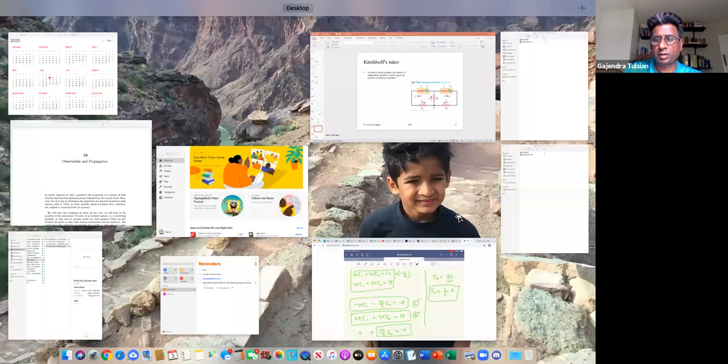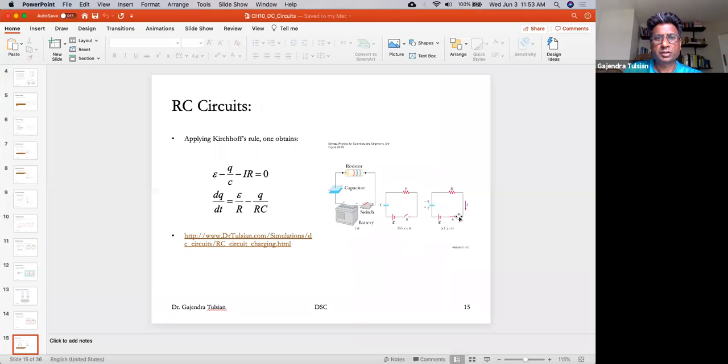Move on to the next topic. So here are the Kirchhoff rules. Now what we'll do is look at something called an RC circuit, R being a resistor and C being a capacitor. So here's a battery, here's a switch, here's the capacitor, and there's the resistor.